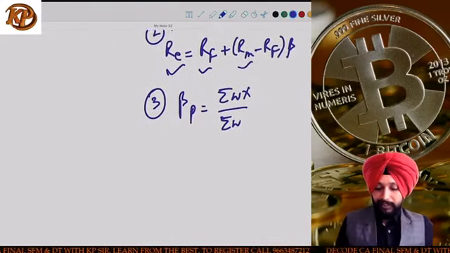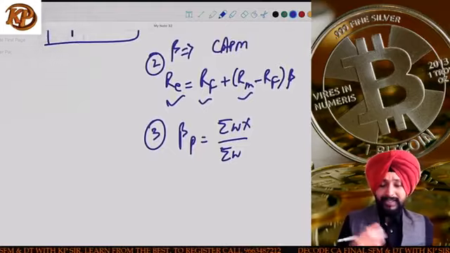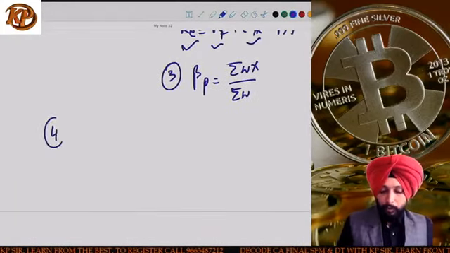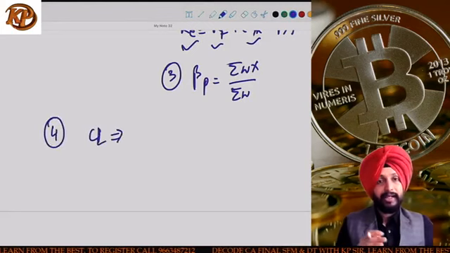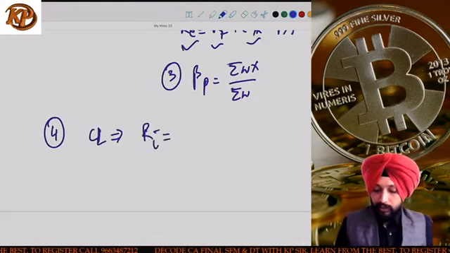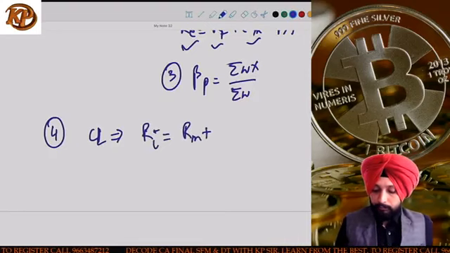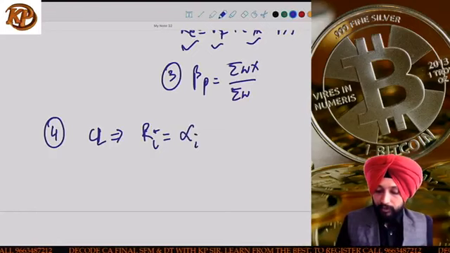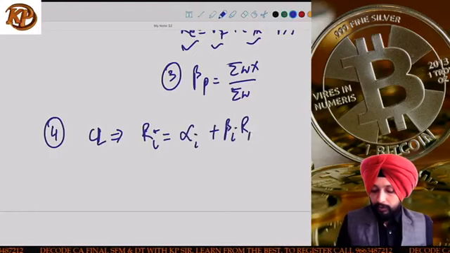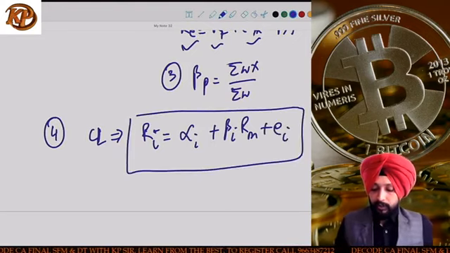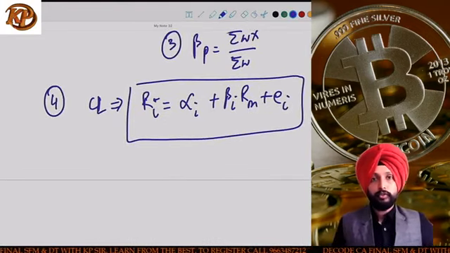Apart from that, beta can be computed statistically. Statistically, when we calculate beta, that's very, very important. We learned there is a characteristic line equation where we write it like this: Ri is equal to alpha i plus beta i Rm plus Ei. This is the equation of the characteristic line.